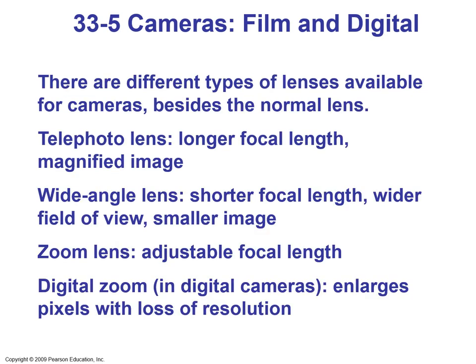There are different types of lenses available for cameras besides the normal lens. Telephoto lens, longer focal lengths, magnified image. Wide angle lens, shorter focal lengths, wider field of view, smaller image. Zoom lens, adjustable focal lengths. Digital zoom in digital cameras enlarges pixels with loss of resolution.